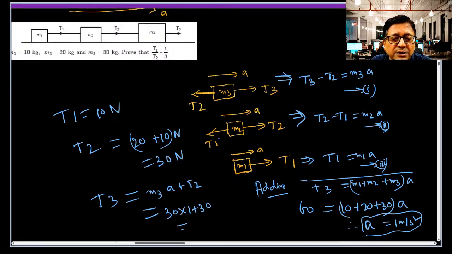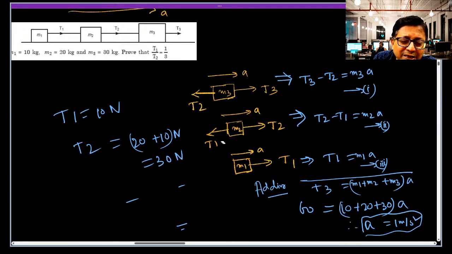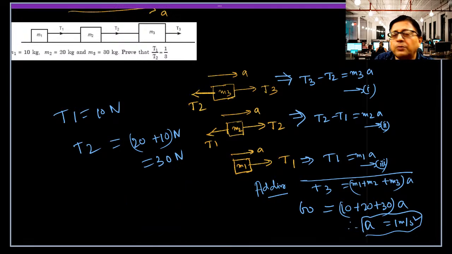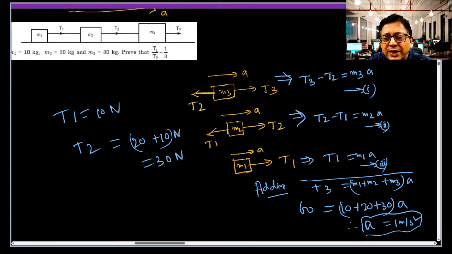Sir, then T3 is 60 only. Let me check how it can be. It is not possible. T3 equal to M3a plus T2. T3 is 60 only, sorry. So, sir, 60 is coming by calculation also. I forgot to put the value over there. Okay, it is 60, no problem. T3 is 60. So I got T1 and T2.